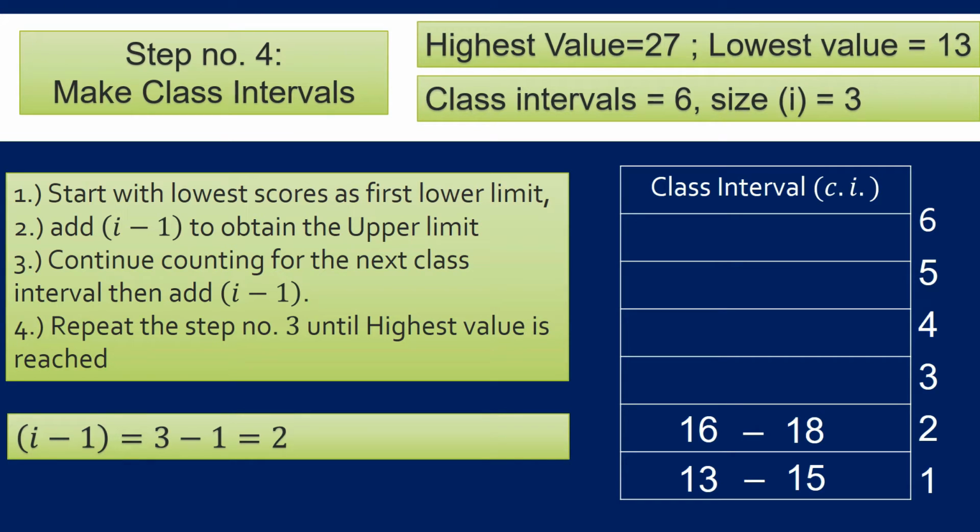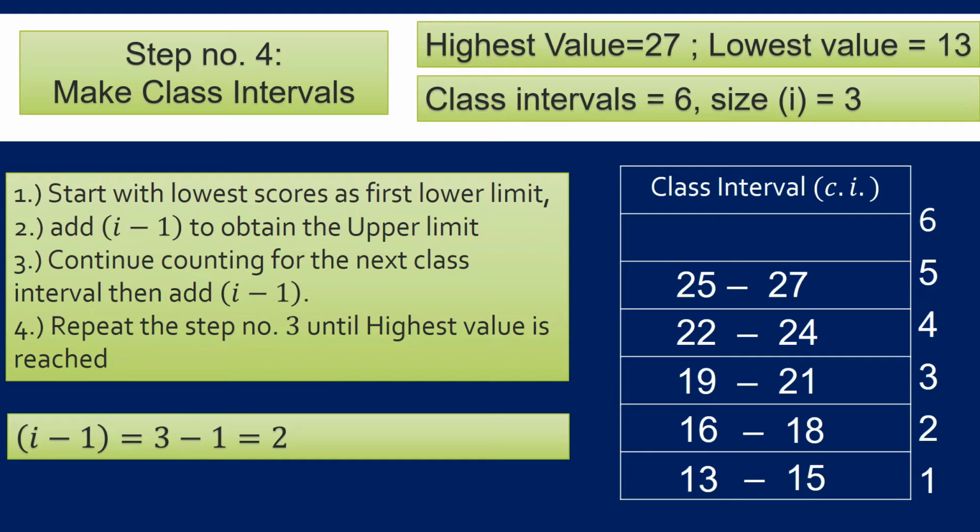Step number 4, repeat step number 3 until the highest value is reached. Again, our highest value is 27. So I have here 19 plus 2. So that's why I have here 21. Continue the counting. I have here 22 plus 2. I have 24. Then continue the counting. I have here 25 plus 2. I have here 27.